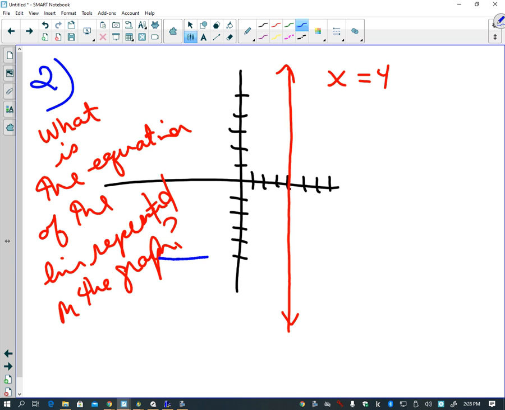What is the equation of the blue line? Y equals -5. Okay? -1, -2, -3, -4, -5. All right, so do we understand that? We should be able to do either one, either vertical or horizontal lines. Okay? Are we good there? Okay.